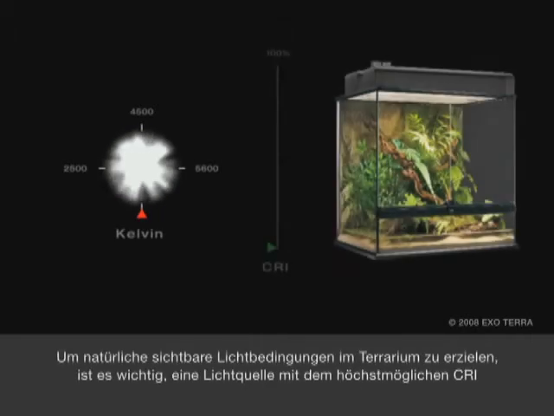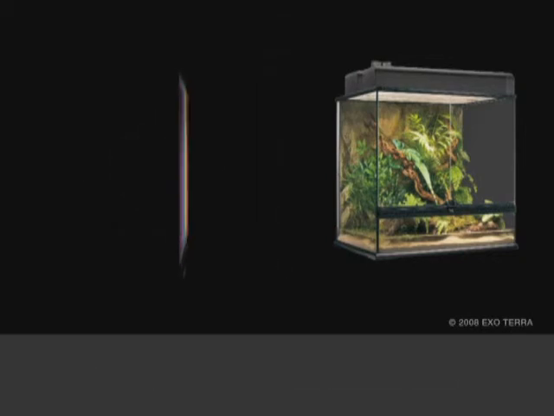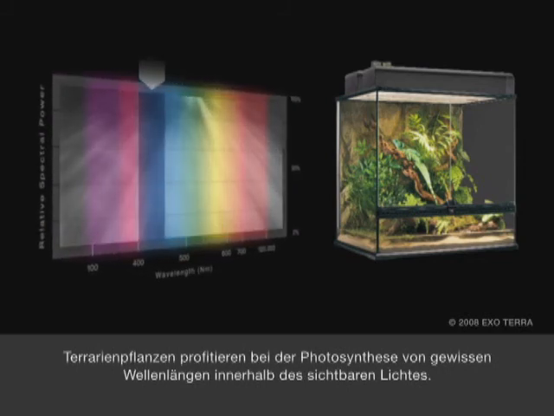To obtain natural visible light conditions in the terrarium, it is important to choose a light source with the highest possible CRI and a color temperature of around 6000 Kelvin for optimal colors in animals and plants. Terrarium plants benefit from certain wavelengths within the visible light for photosynthesis.